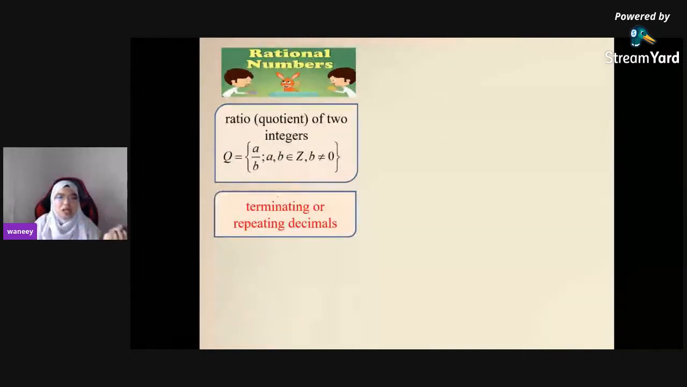Okay, so if we are referring to some decimal places, then it should either be terminating or repeating.